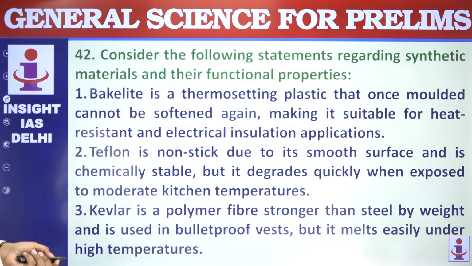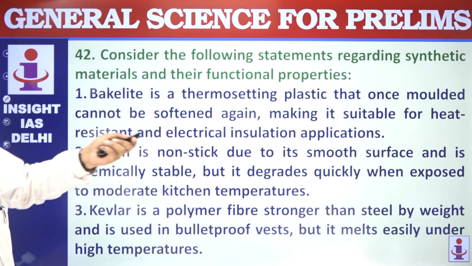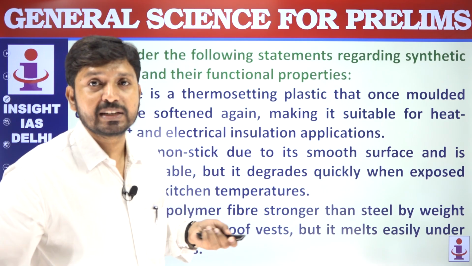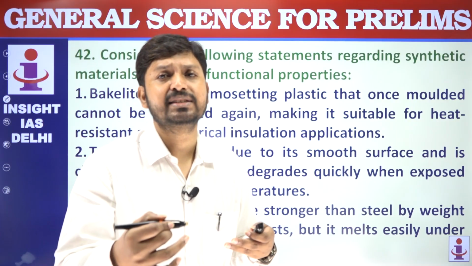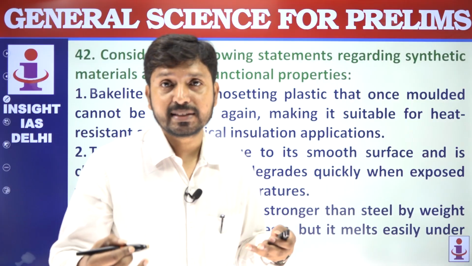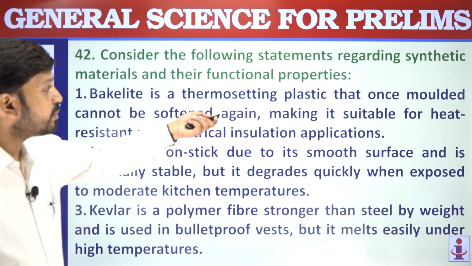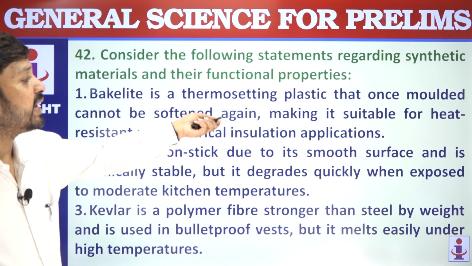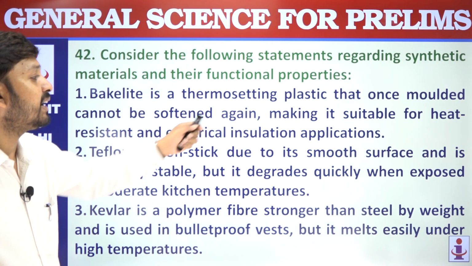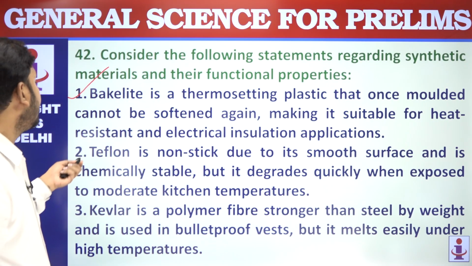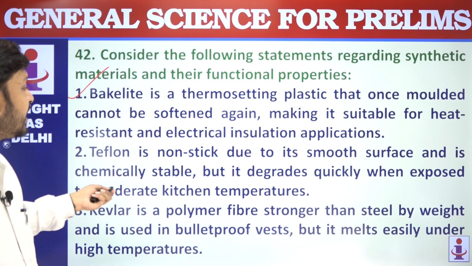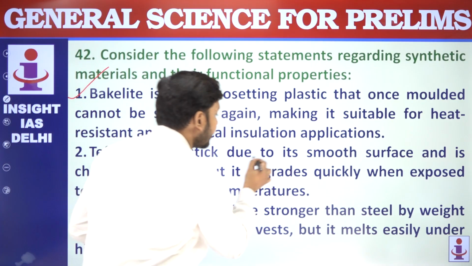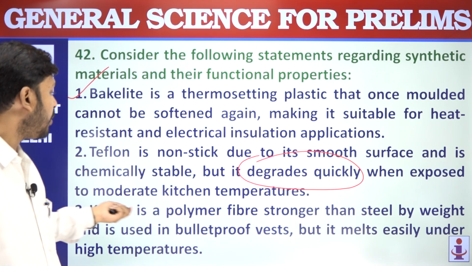Consider the following statements regarding synthetic materials and their functional properties. Bakelite is a thermosetting plastic. Okay, thermosetting plastics are those plastics that, once set, we cannot remold. They will be fixed. That's why they generally use them for switches, all these things. So Bakelite is a thermosetting plastic that once molded cannot be softened again, making it suitable for heat resistance and electrical insulating appliances. Teflon is non-stick due to its smooth surface and is chemically stable, but it degrades quickly when exposed to moderate kitchen temperature.